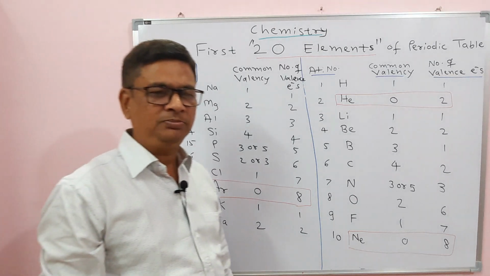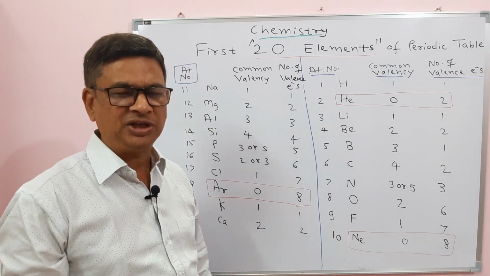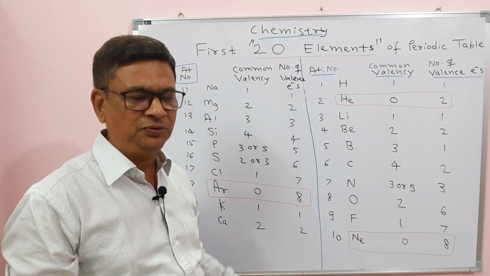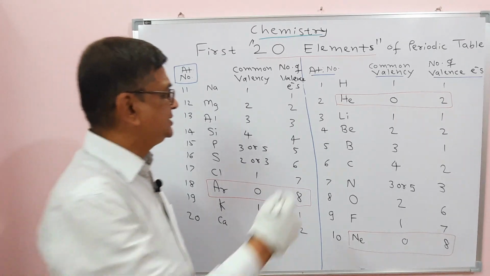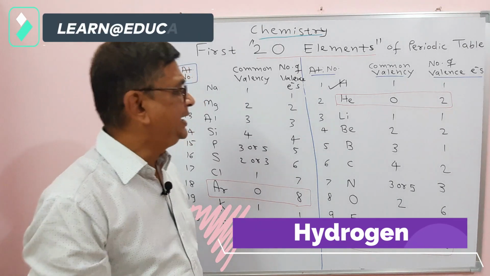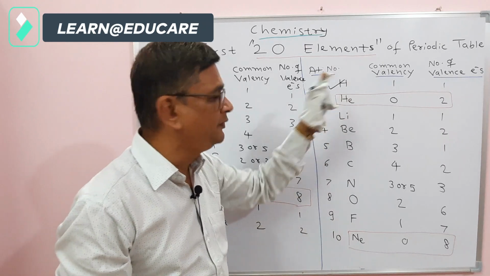Every chemistry student, from at least school level, even if studying in 7th, 8th, 9th, 10th standard, and after that should know more, but the first 20 elements should be known. First element is hydrogen. Its atomic number is 1. It has 1 electron in the outermost shell, actually its only electron, and its common valency is 1.